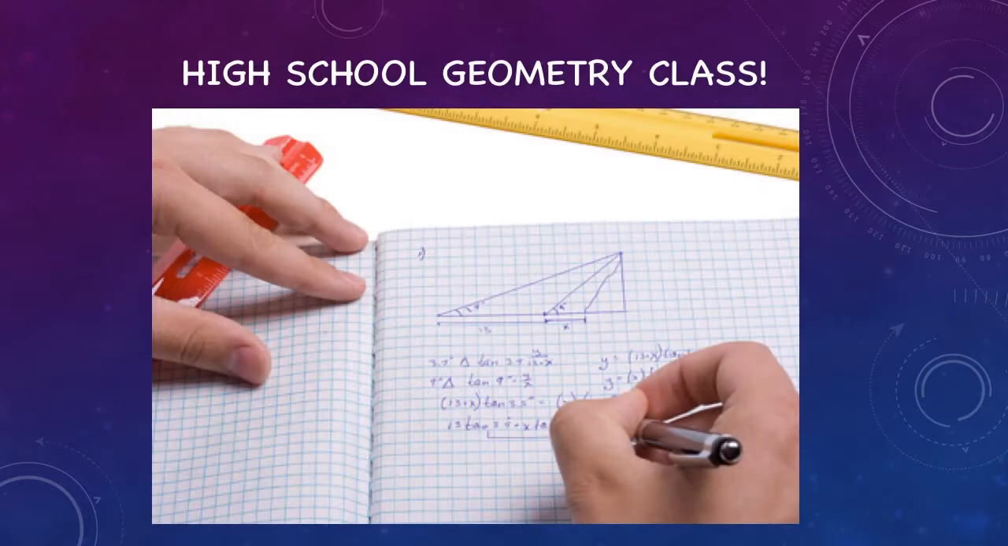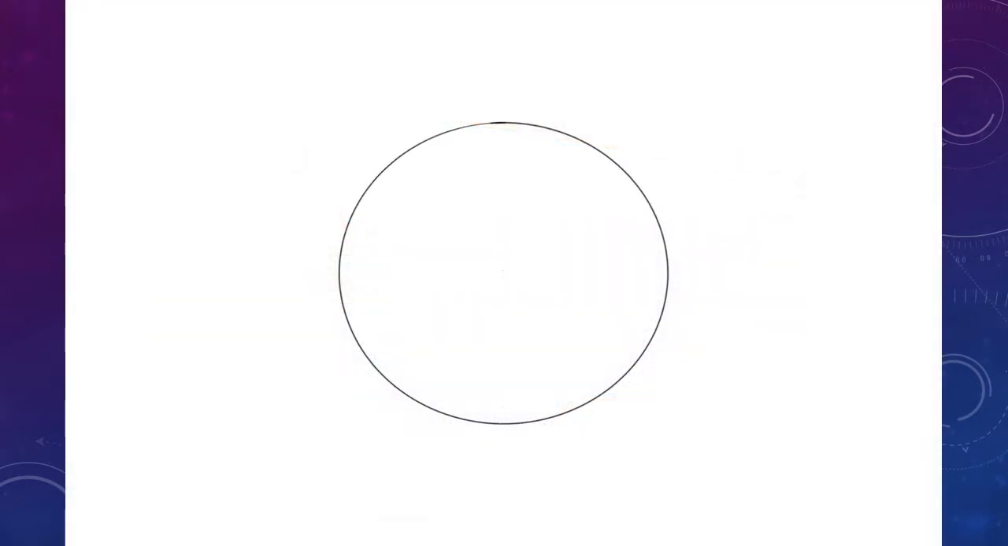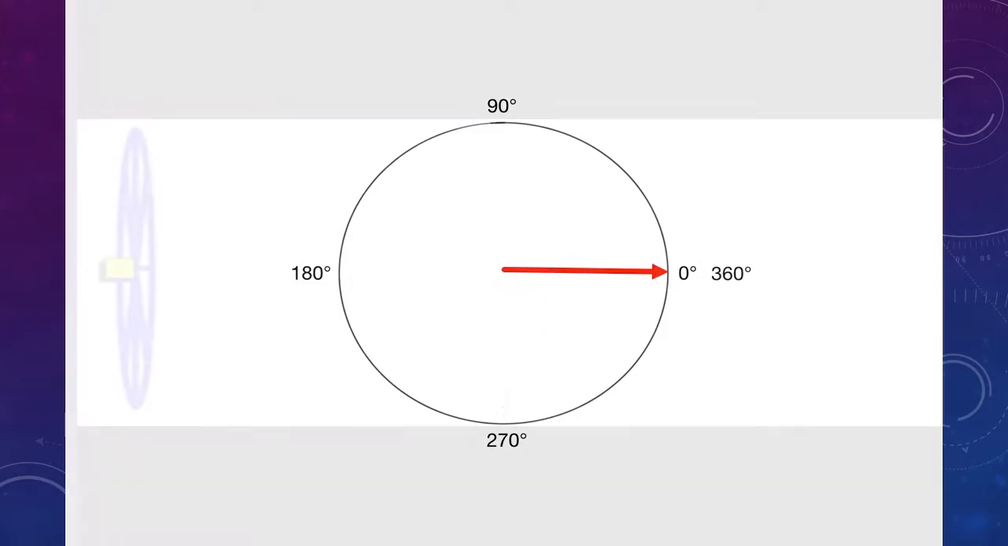Now for a quick trip to high school geometry land. Hopefully you remember that a circle can be segmented into angles. A quarter of a circle is 90 degrees, a half a circle is 180 degrees, 3/4 of a circle is 270 degrees, and a full circle has 360 degrees.